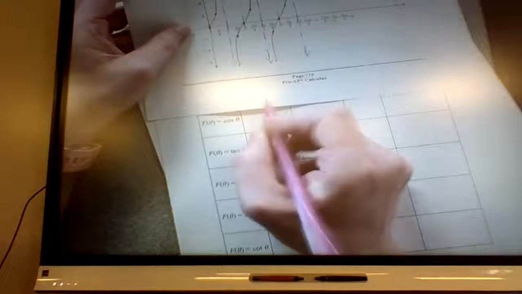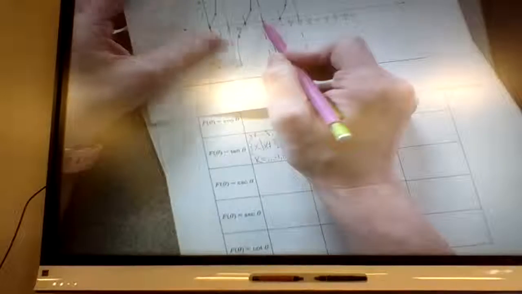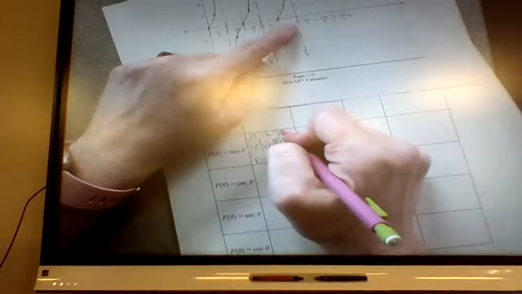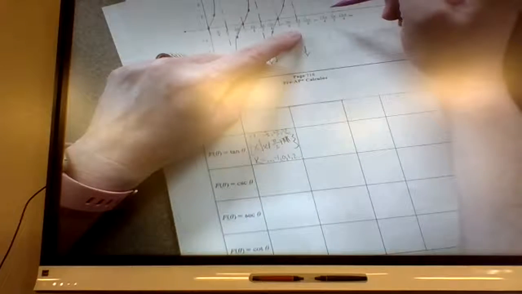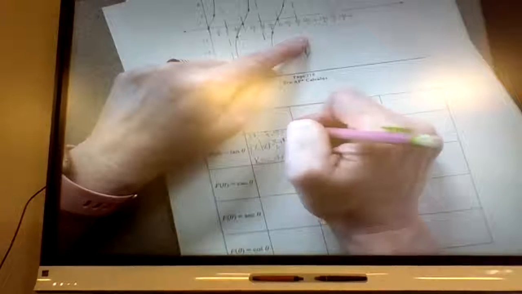So again, this is notes. That would be like x can't be pi over 2. It can't be 3 pi over 2. It can't be 5 pi over 2. What's the next one on your page? 7 pi over 2. It can't be 7 pi over 2, and so on. Okay, so that's what you're saying right there. That's a lot to fit in that tiny little square, Mr. Sparks.